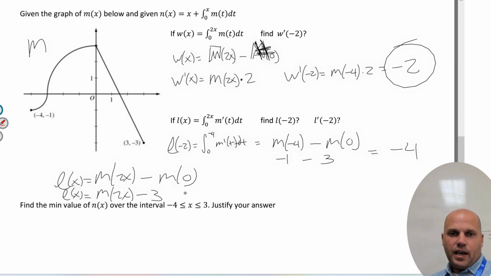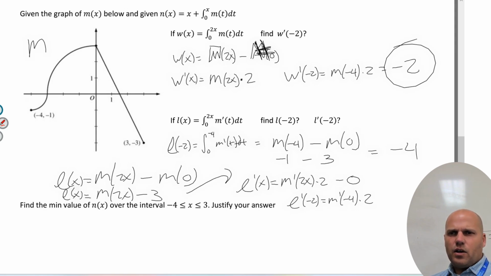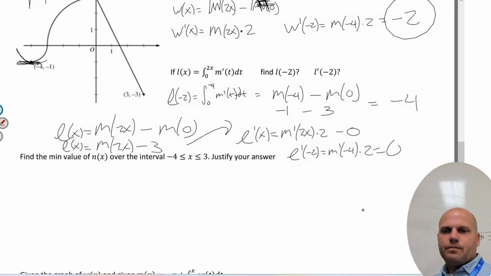But where this helps us is we can look at the derivative of L. Well, it would be the derivative of m of 2x minus 3. Use the chain rule. You get m prime of 2x times 2 minus 0, because the derivative of 3 is 0. Which means L prime of negative 2 is m prime of negative 4 times 2. Assuming that this is like that, we could say that's 0. The slope of m is 0. Now look at that concavity. It's m prime, which is the slope of m. We can assume it's 0. It's an endpoint. We don't like to discuss derivatives at endpoints, but whatever.